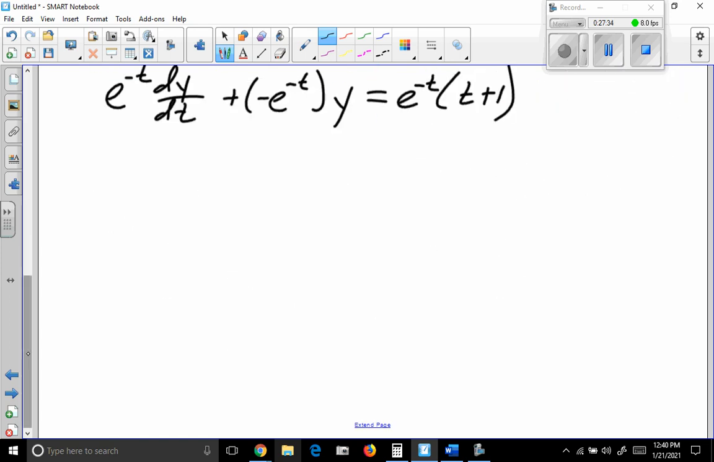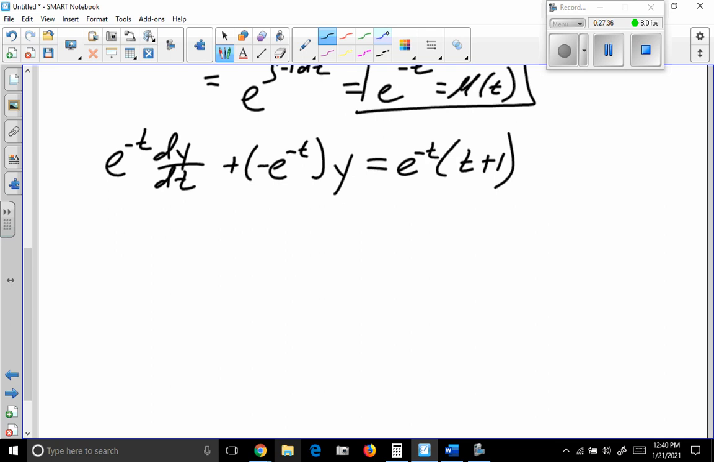So if we've done this correctly, then this should be a u prime and a v. And if dy/dt is u prime, then y would be u, so that would be v prime. So that means the left side is the derivative of u times v, where u is y, v is e to the negative t.